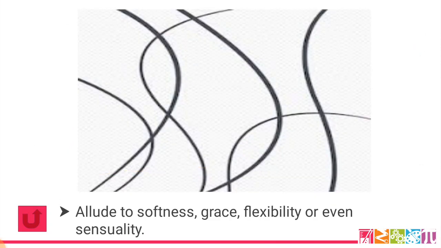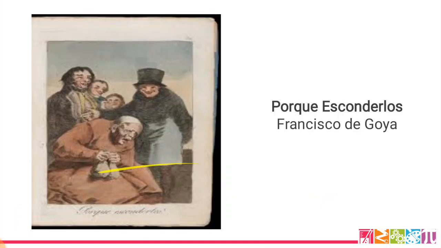Okay? And aside from the horizontal, vertical, diagonal, and crooked lines, we also have these, what do we call this one? Curved lines. So therefore, if you are using mostly curved lines in your artwork, you tend to signify what? Softness, grace, flexibility, or even sensuality. So therefore, each line has different meanings, okay?